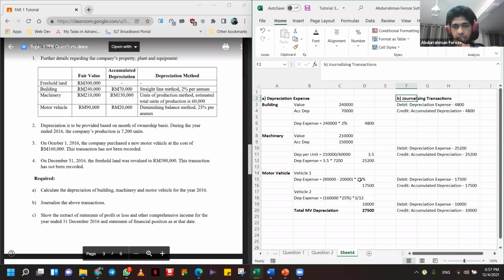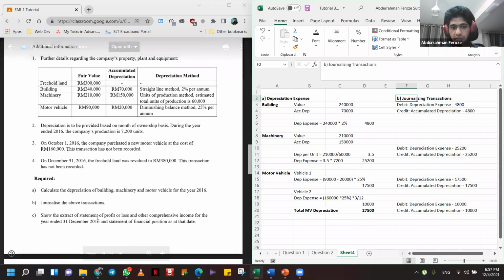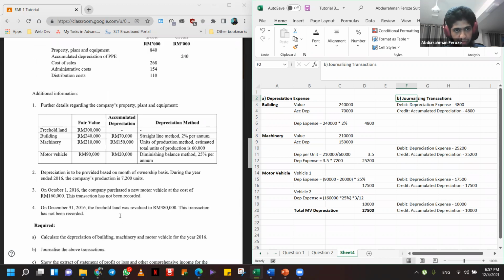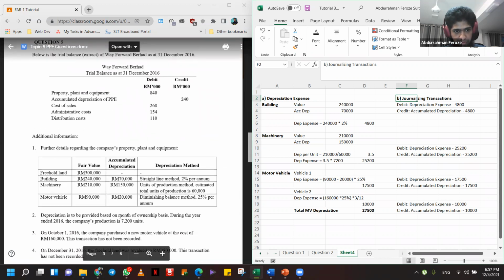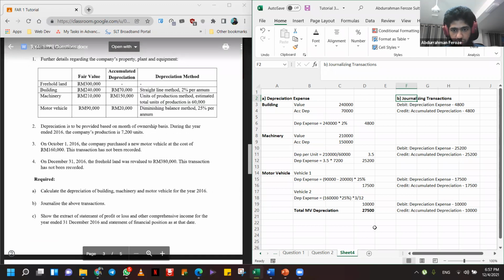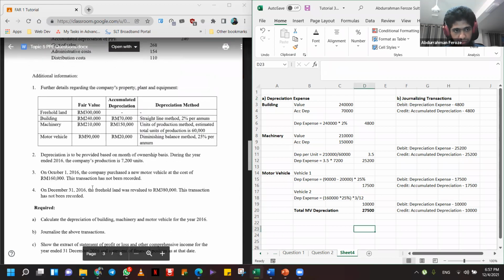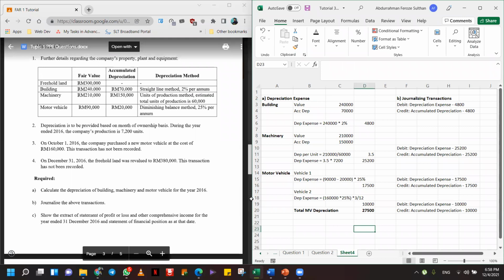And then lastly, show the extract of the statement of profit or loss and other comprehensive income for the year ended 31st December and statement of financial position as at that date. For the motor vehicle, we add up vehicle 1 and 2 in the journal entry, right? Or we just do separate?